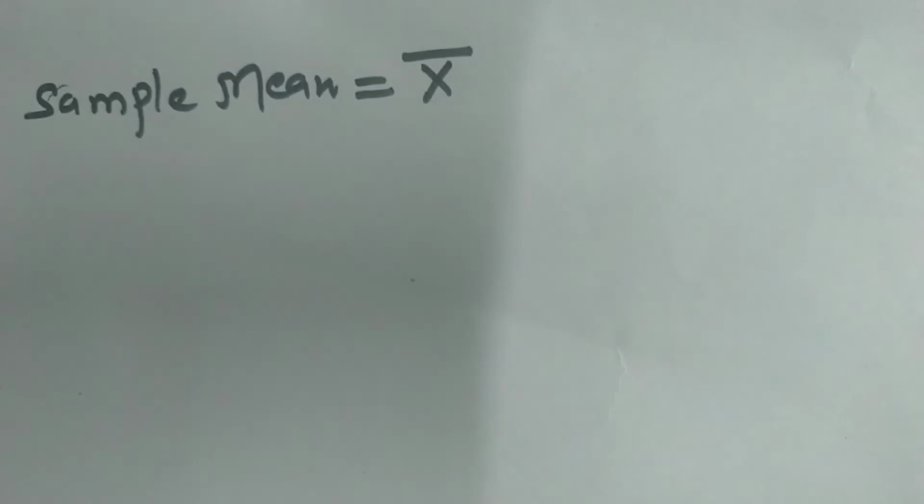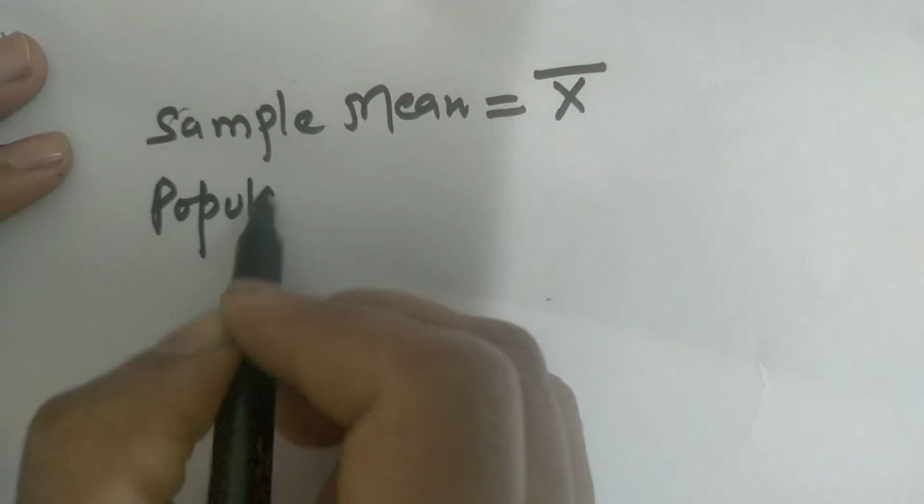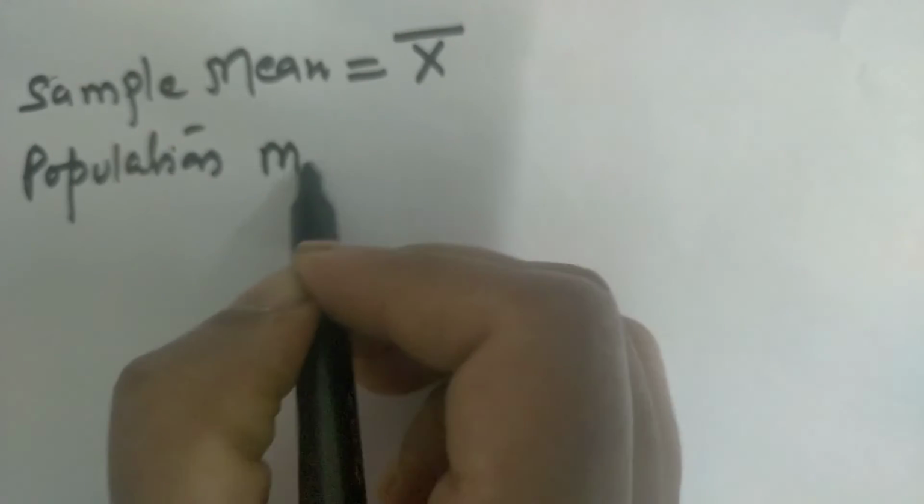Whenever you see a numerical, the first thing will be a statement like the sample is drawn and it has a mean of some value. You have to identify whether the mean value in the question is about the sample or the population mean. If it is a sample mean, then it is denoted by x bar, and if it is a population mean, then it is denoted by mu.